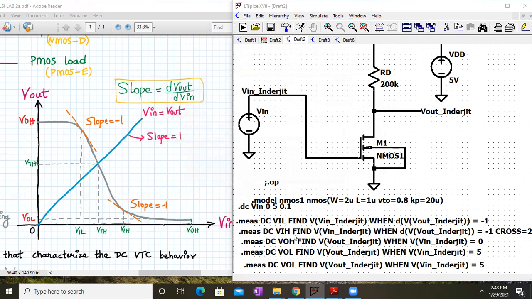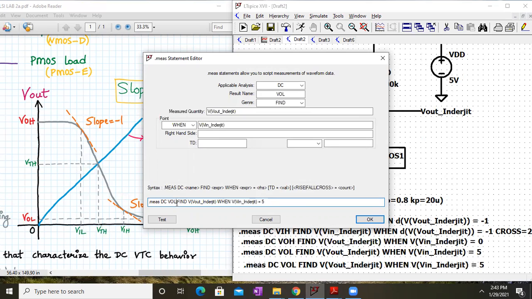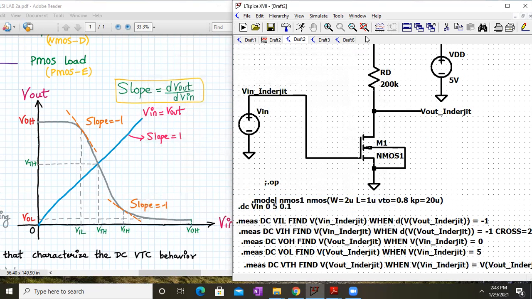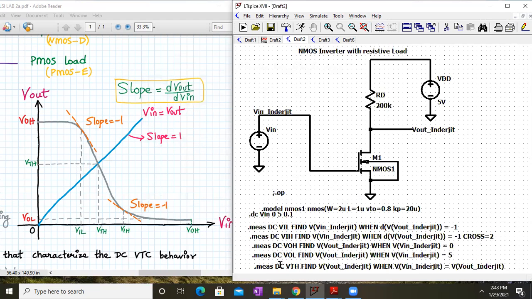So we can save that parameter name as VTH. So find V out when V in is equal to V out. That is the statement which you have to write: V in is equal to V out. That's what we have written. So this will directly store the value of VTH in the variable VTH.